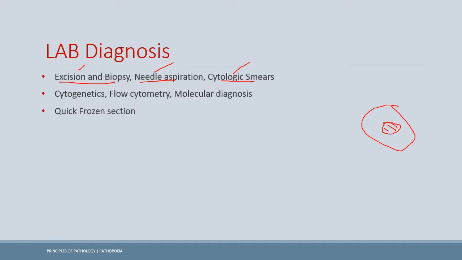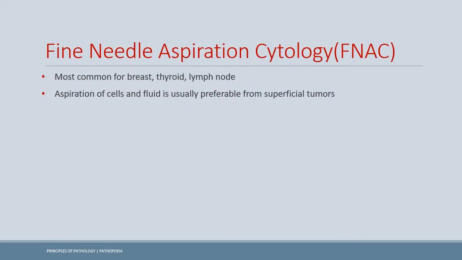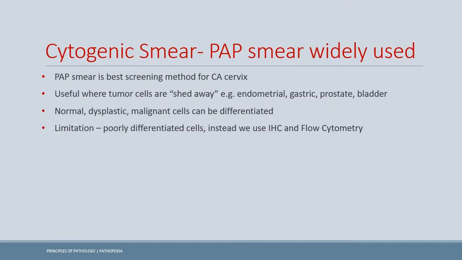Then after the excision biopsy or the needle aspiration, we send our sample either for the quick frozen section, or for the cytogenetics, flow cytometry, molecular diagnosis, or usually in the olden days for the paraffin wax sections. Now, FNAC, fine needle aspiration cytology, is usually preferred in case of superficial tumors, probably because they are easily accessible. Therefore it's most common for the breast, thyroid, and lymph node, being the most accessible, and superficial too.